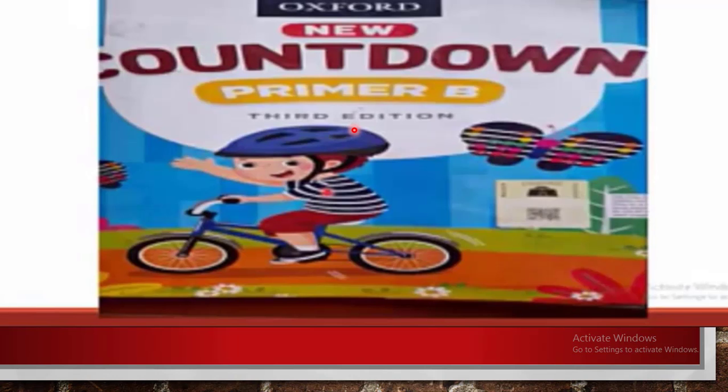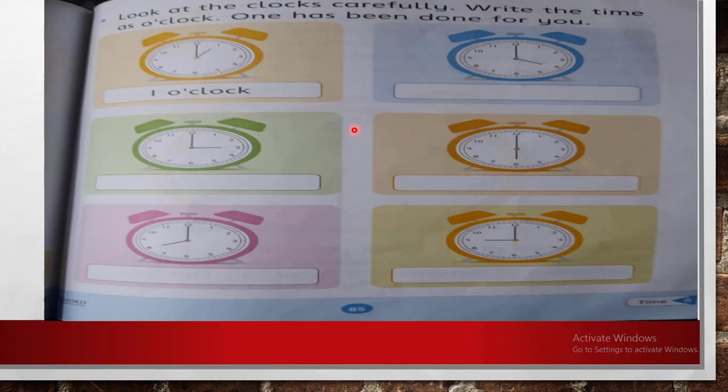Now open your math countdown book. Dear angels, open page number 85. Dear students, you can see there are some clocks in your book and one is done for you. Look at this blue clock. And now tell me, dear student, where is the hour hand?